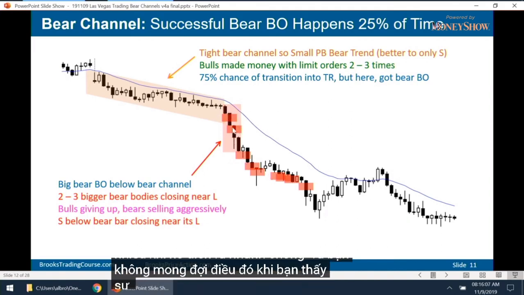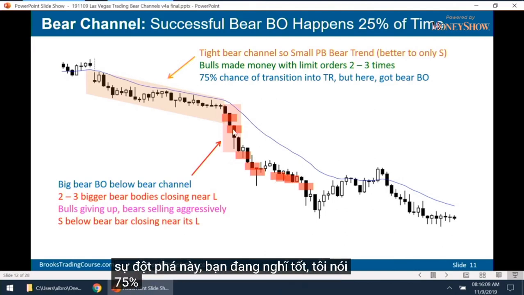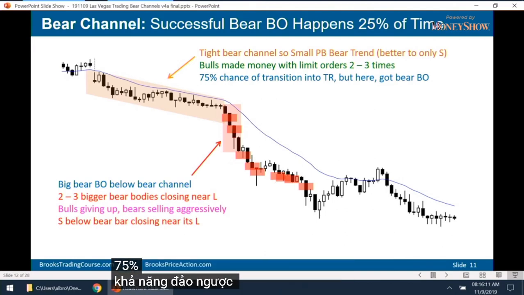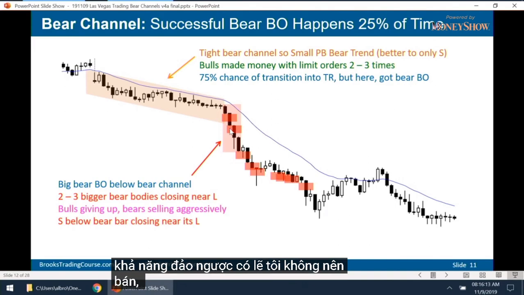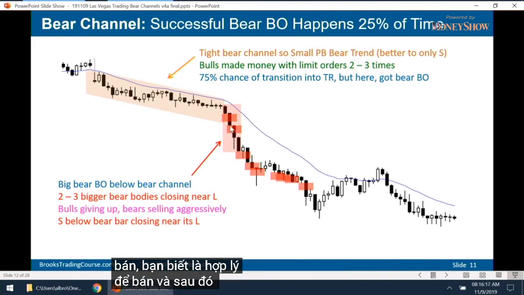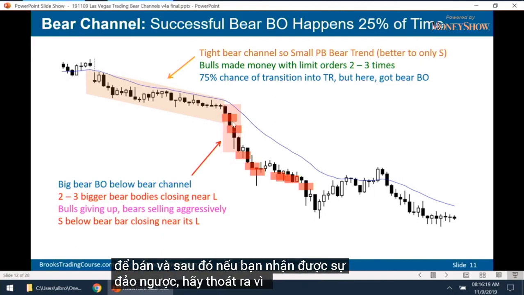When you see this breakout, you're thinking, well, Al says 75% chance it's going to reverse up. Maybe I shouldn't sell. It's reasonable to take the sell, and then if you get the reversal, get out, because sometimes you'll get a big trend down.